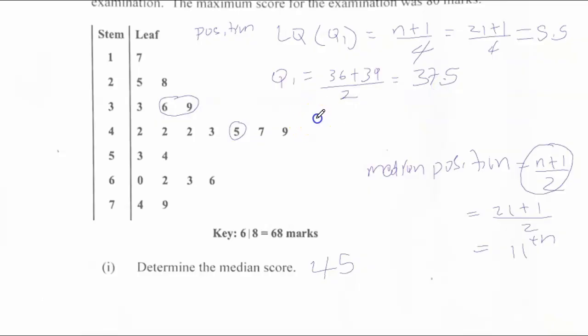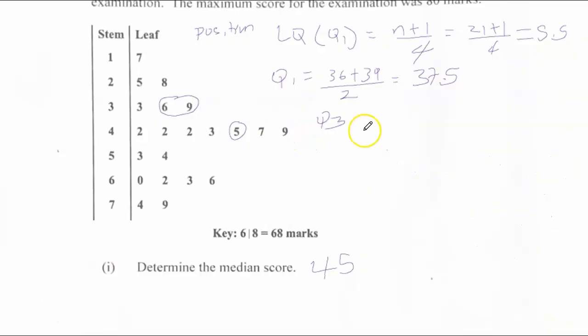Now let's find the upper quartile. We call it Q3. And the formula we're going to use for Q3 is 3 into n plus 1 over 4. And by the way, this formula gives the position of Q3. So we know n plus 1 is 21 plus 1. That's 3 times 22 divided by 4. That's 16.5. Doesn't mean Q3 is 16.5. It means the position of Q3 is between the 16th and the 17th number.